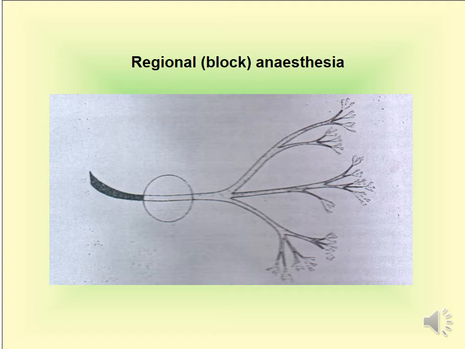The other technique is regional, also called block anesthesia. Regional means that we give the injection at a main trunk, so the whole region supplied by this trunk can be anesthetized. We block the impulse of the main trunk, so a wide area can be anesthetized. Like in this figure, all three branches can be anesthetized when the injection is given at the main trunk of the nerve.